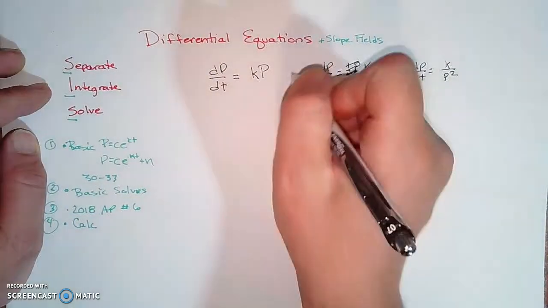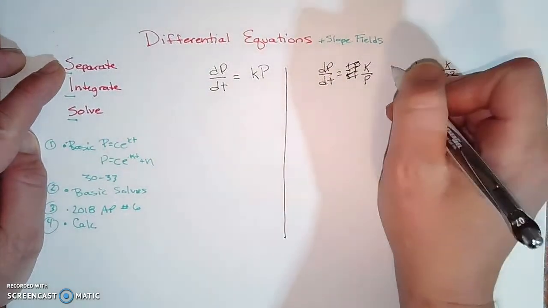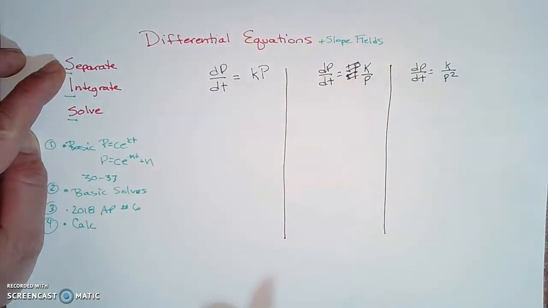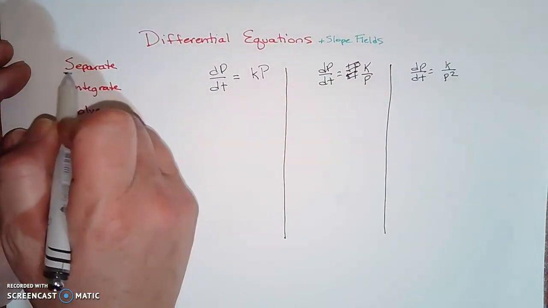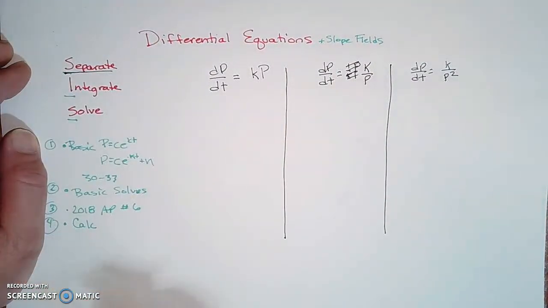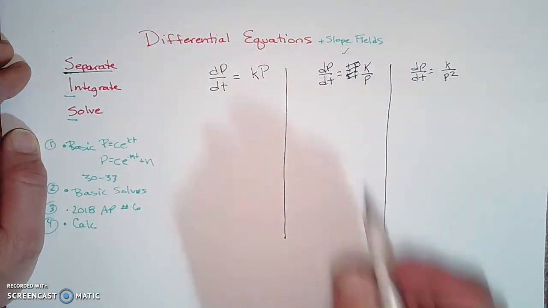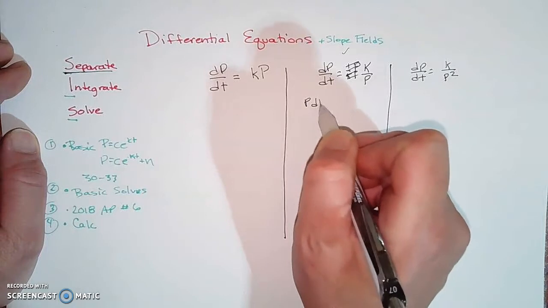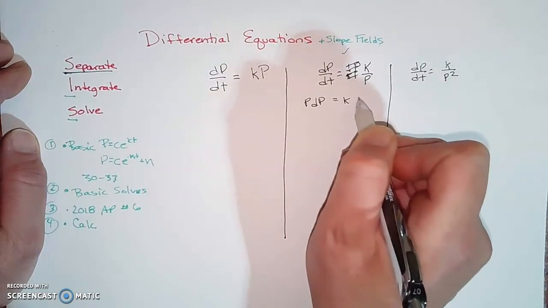Excuse me, the way you solve all of these equations is exactly the same. You're going to separate, integrate, and solve. So I'm going to do step 1 first, which is separate. The problem is easiest when things are kind of opposite each other. On this second one here, I can just cross multiply, and I get P dP equals K dt.